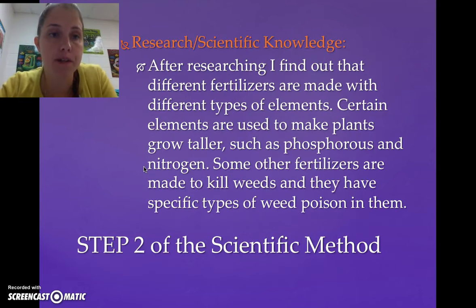Then I'm going to do some research. After my research, I'm going to write myself a little paragraph. For this, I say, after researching, I find out that different fertilizers are made with different types of elements. Certain elements are used to make plants grow taller, such as phosphorus and nitrogen. Some other fertilizers are made to kill weeds, and they have specific types of weed poisons in them.